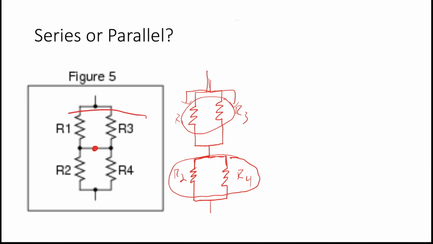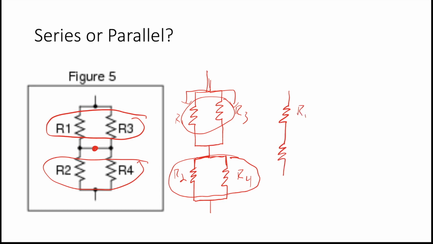So if you were to combine resistors 1 and 3 and combine resistors 2 and 4, it would give you a circuit that looked like this. And we'll talk about combining resistors later, but we can see that this overall resistance is in parallel with each other, but it's in series with this overall resistance.